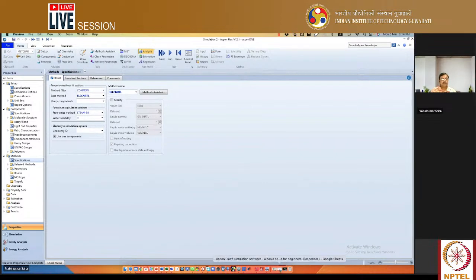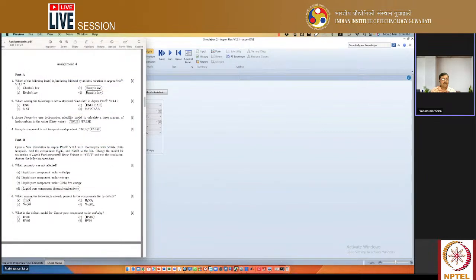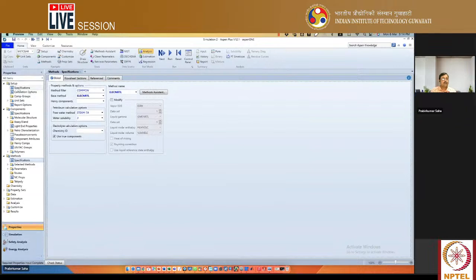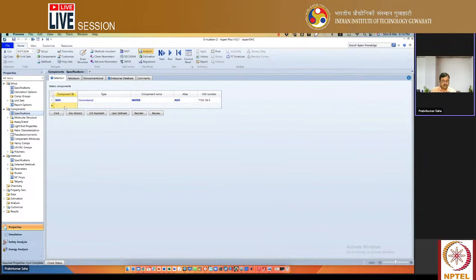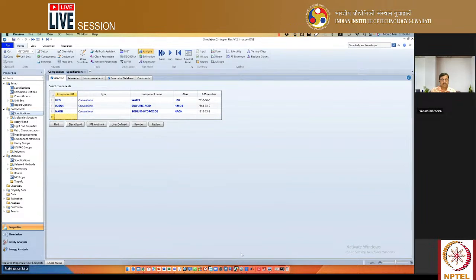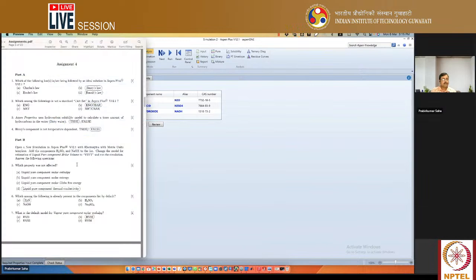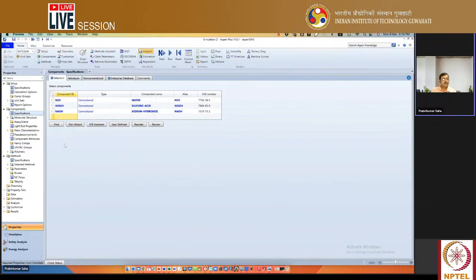Okay. Then what next? Add components H2SO4 and NaOH to the list. So components H2SO4 and NaOH in the list. So these two you add. Okay. Then what is there? Change the model of estimation of liquid pure component molar volume to VLVT and run the simulation. So you have to find out the model for liquid pure component molar volume. Okay, so this is what you have to find out.